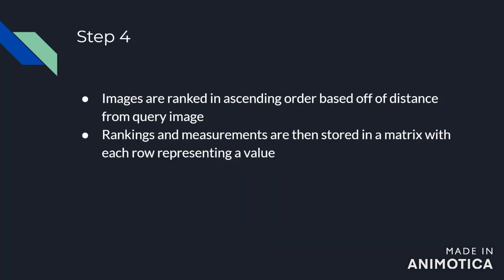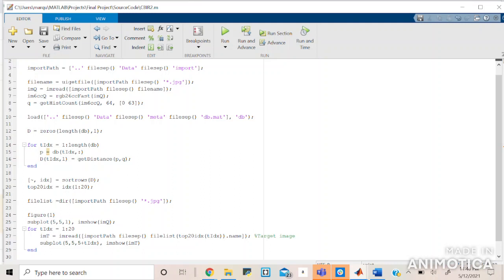In step 4, we had to rank our images. So images are ranked in ascending order based off of the distance that we calculated in step 2 from the query image. These images are ranked in ascending order, and rankings and measurements are then stored in the matrix with each row representing a different value. And this is how they were ranked. This is the code for ranking those measurements.